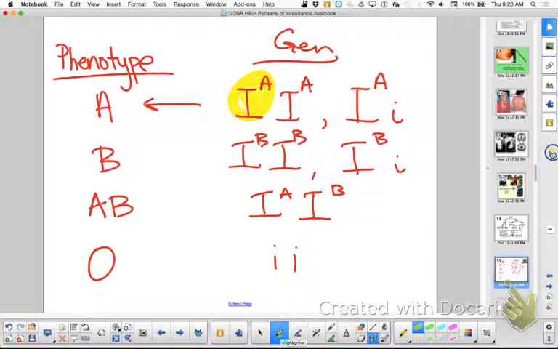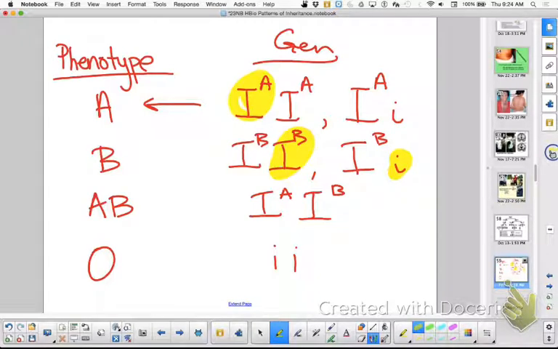How many different alleles do we have here? Three. We have the big IA, big IB, and little i. So instead of just having one dominant, one recessive, we have two variations on the dominant. We have big IA and we have what? Big IB. Two ways that are dominant. We have three different alleles, but how many phenotypes do we have? Four phenotypes.